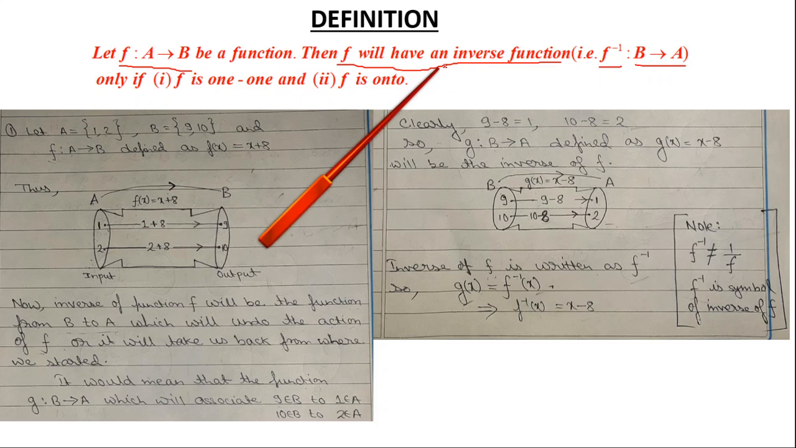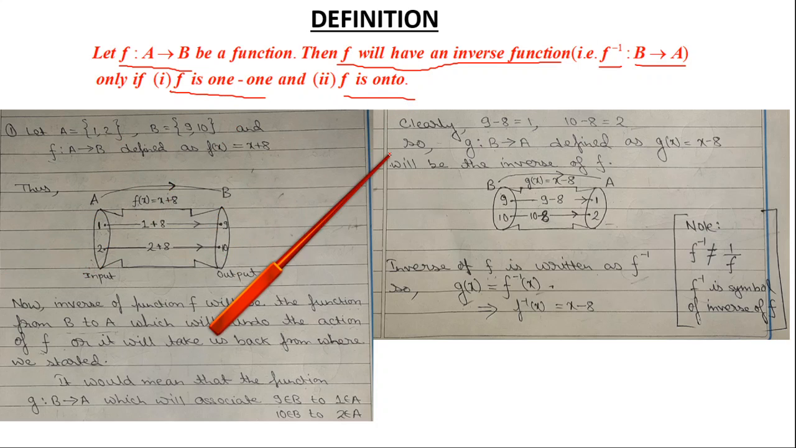So f will have an inverse function if and only if f is 1-1 as well as f is onto. That means f will have an inverse only if f is bijective. So this is all about the definition of inverse of a function.